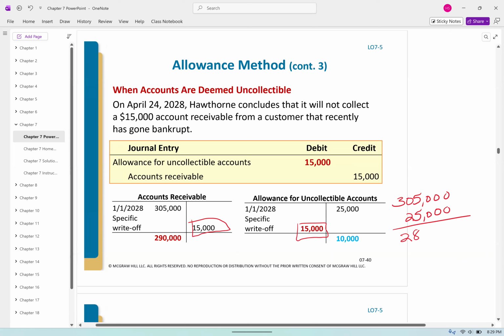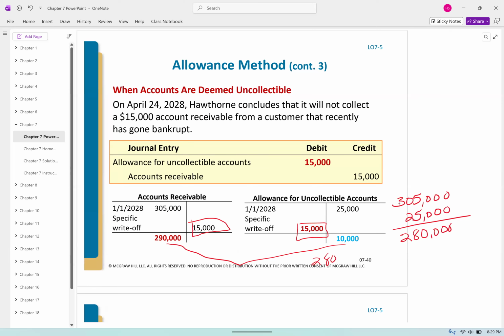280,000. I missed a zero there. Okay. 290 minus 10, also 280,000. Okay. So that's what I was saying. Both accounts get decreased by the exact same amount. So the total in net accounts receivable, these two numbers added together, will not change.